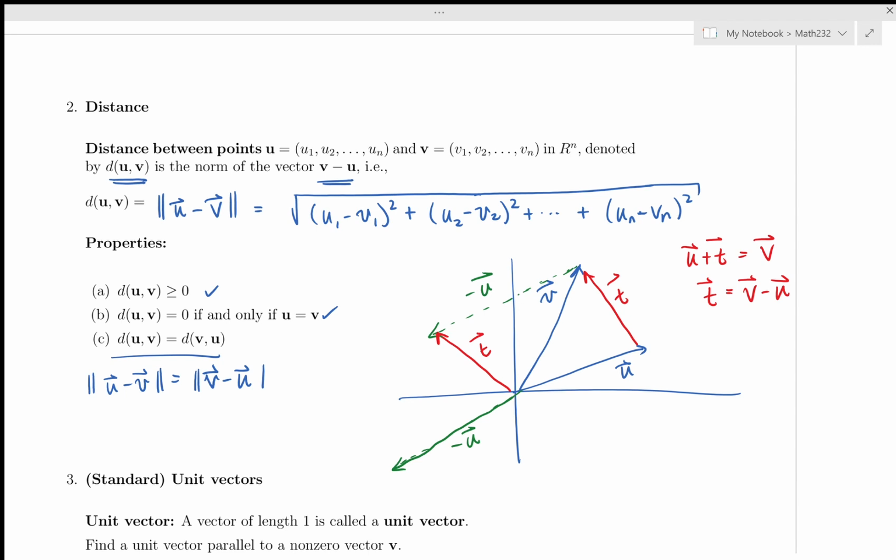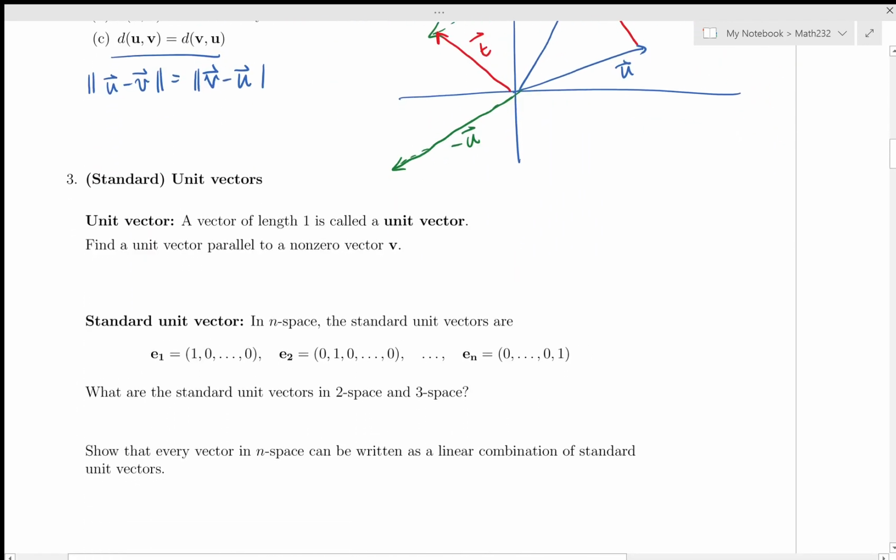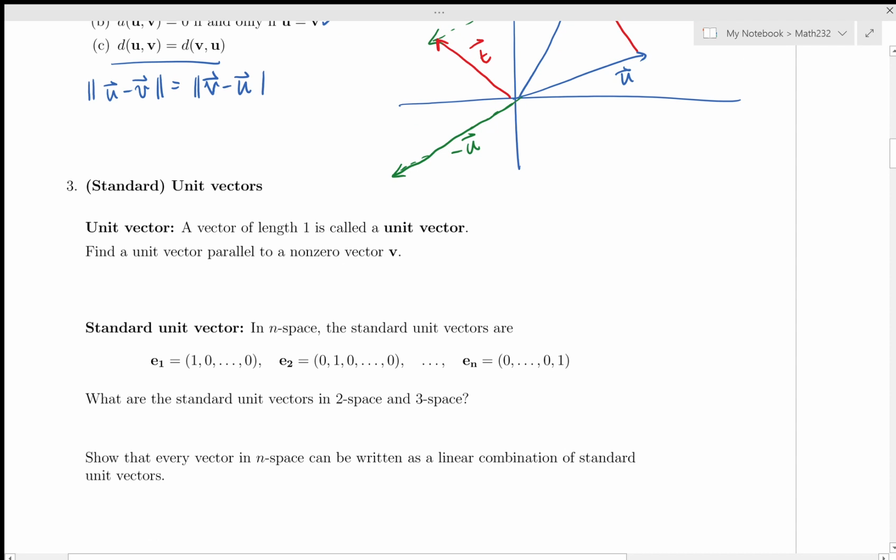Okay, next point. So we've got norm, and then we've got distance between points. Now we're going to talk about a couple of other things. What is a unit vector? A unit vector is a vector of length 1. We're just going to find a unit vector parallel to a non-zero vector v. So what does that mean?